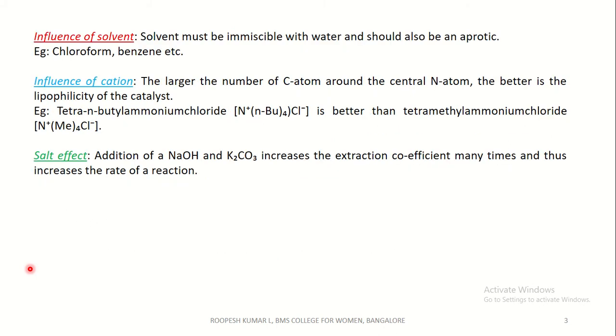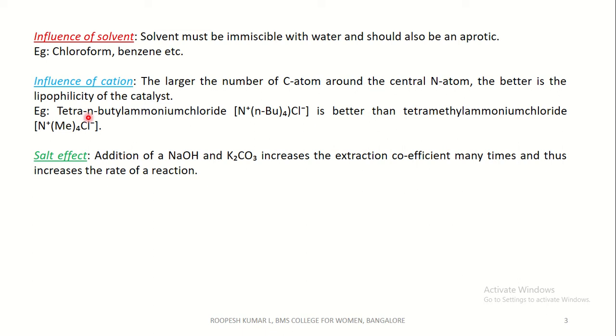One such is the influence of solvent. The solvent must be immiscible with water and should also be aprotic, for example chloroform, benzene, carbon tetrachloride, toluene, etc. And coming to the influence of cation, the larger the number of carbon atoms around the central nitrogen atom, the better is the lipophilicity of the catalyst. That is, around the nitrogen atom there should be bulky groups, then the lipophilicity of the catalyst is better. That is, hydrophobic groups should be around the central nitrogen atom.